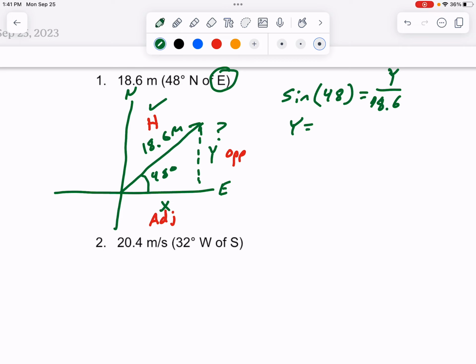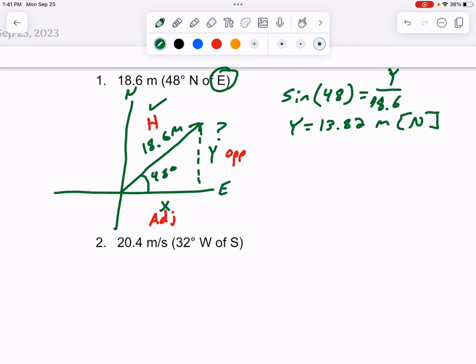So my y value is going to be 13.82 meters, and that is east. I'm sorry, not east, that is north, my bad. I looked at the wrong one. If you're asking why, it's because your y is your vertical, and the one that's going vertical is your north direction. Now, if I want to find my x, that is your adjacent.